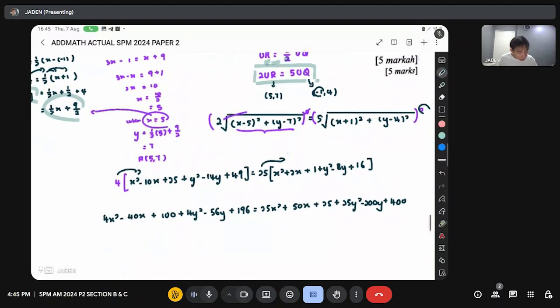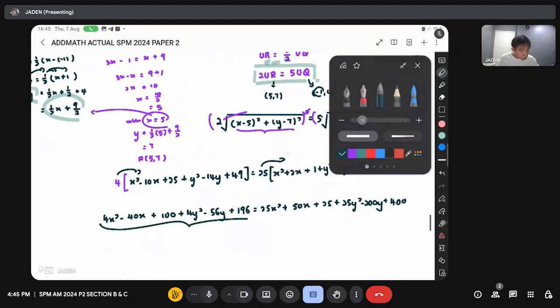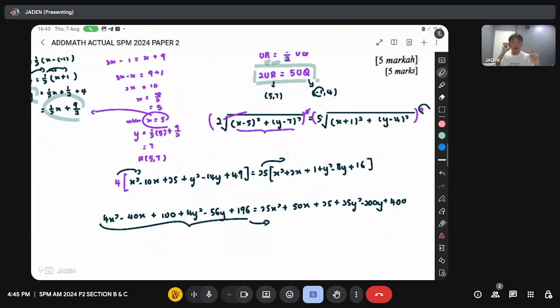So I will have to move every element here towards the right side. The only reason I decide to move left hand side into right hand side is because I want to keep x squared and y squared positive value. So if you notice this is 4, right? I move to the right, it becomes 25 minus 4. So I get positive result. But if I take 25 to the left, 4 minus 25, I get negative. So I want to keep it positive side.